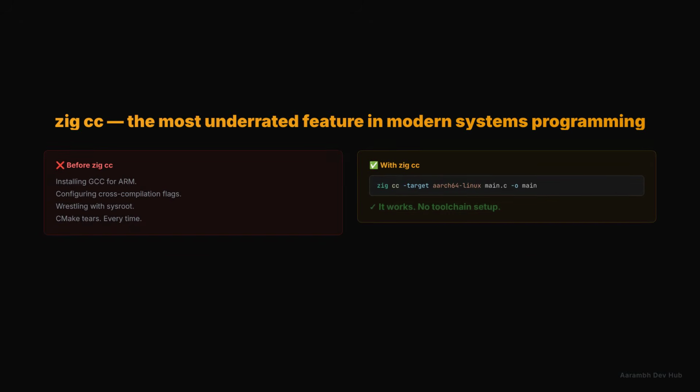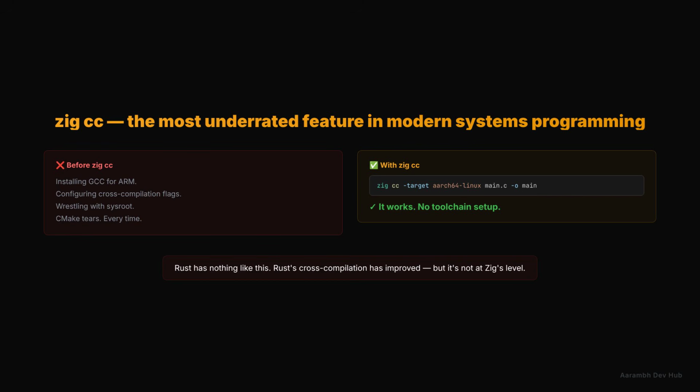And then there is Zig CC. This is Zig's C compiler mode, and it might be the most underrated feature in modern systems programming. You can point Zig CC at a C or C++ project and cross-compile it for dozens of targets without setting up any toolchains. No installing GCC for ARM, no configuring cross-compilation flags, no wrestling with sysroot. You just run Zig CC and it works.